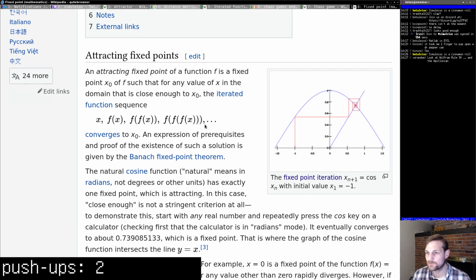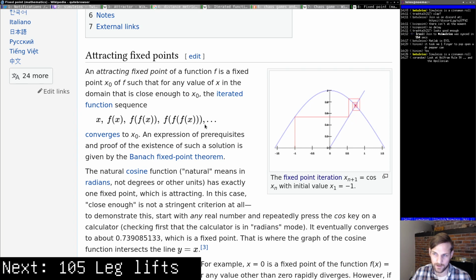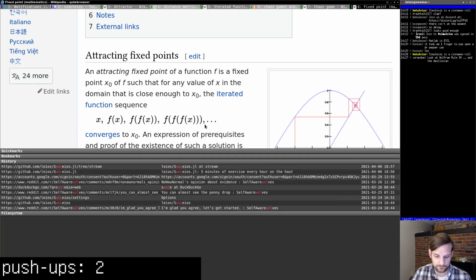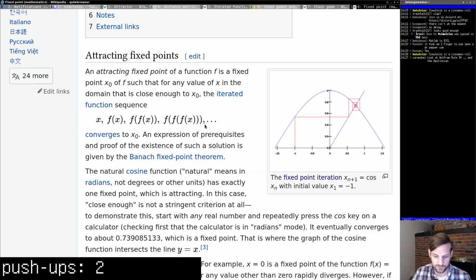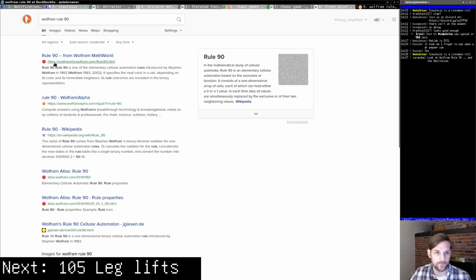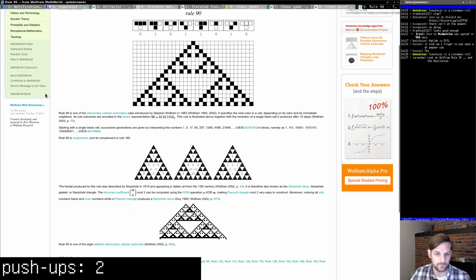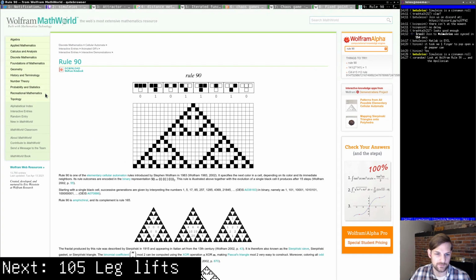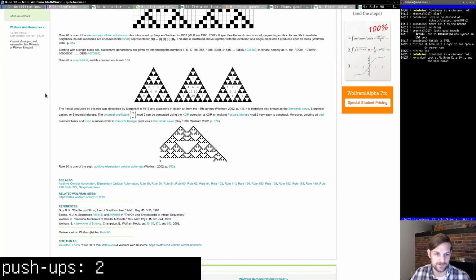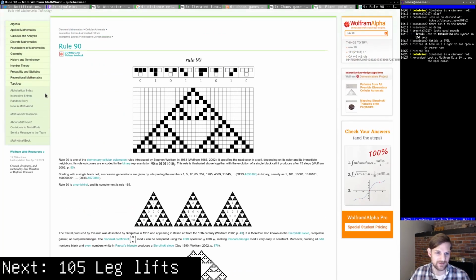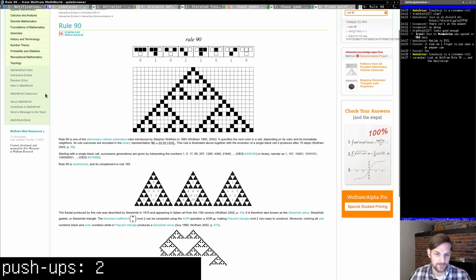Look at Wolfram Rule 90 and the Apollonian. Let's see, Wolfram Rule 90. What do we have here? Rule 90 is one of the elementary cellular automata. I don't see how this helps exactly. I don't really want to deal with cellular automata. Yeah, I mean, okay.